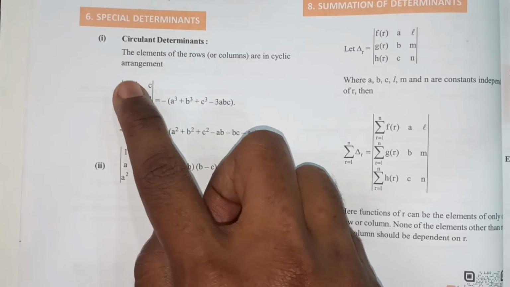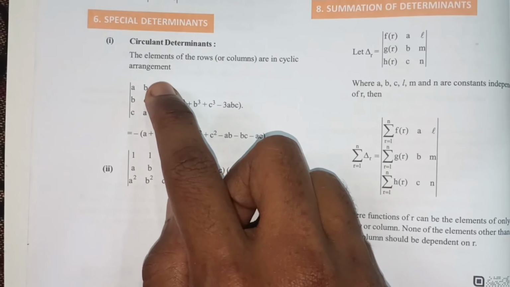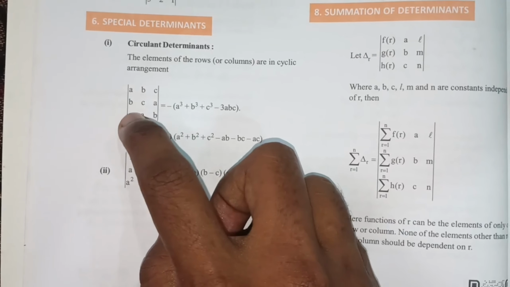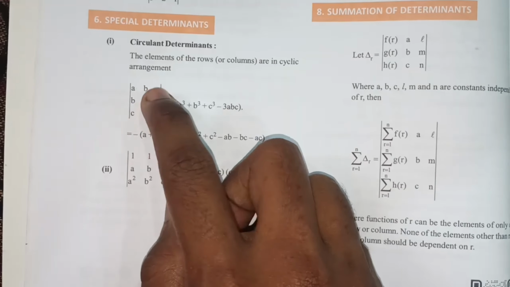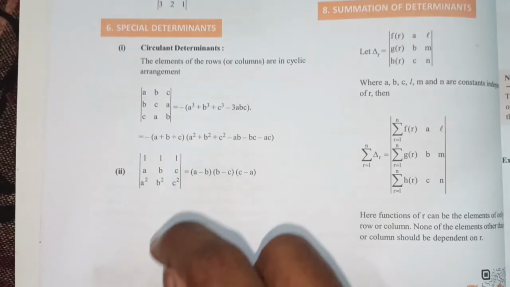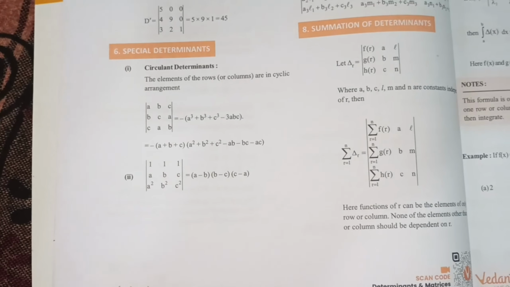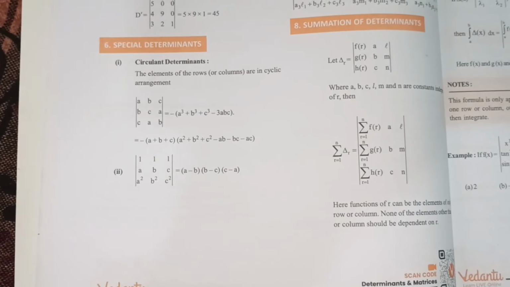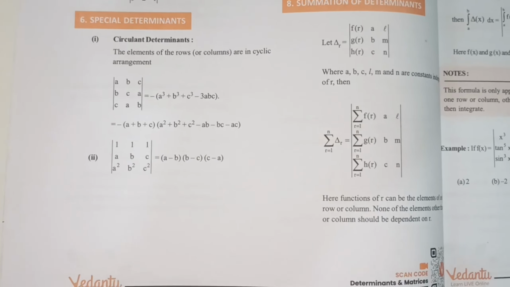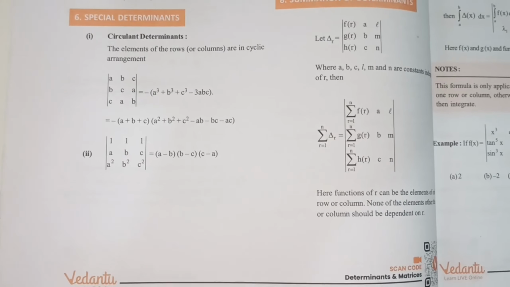Cyclic arrangement: A B C, B C A, C A B, like this. If that is true, then you will get the answer as A cube plus B cube plus C cube minus 3ABC.